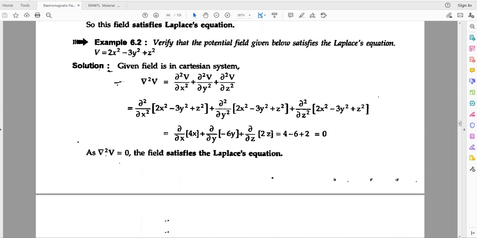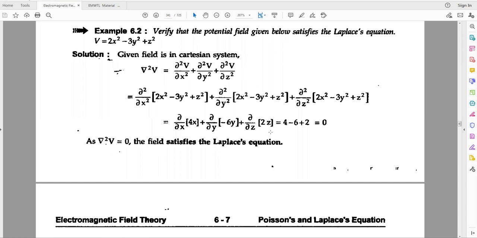Next example: verify whether the potential field given below satisfies the Laplace equation or not. The potential is given in the Cartesian coordinate system. So del squared V is equal to ∂²V/∂x² plus ∂²V/∂y² plus ∂²V/∂z². Here also, we check whether it satisfies the Laplace equation, meaning del squared V is equal to 0.